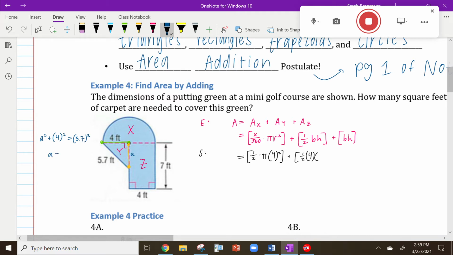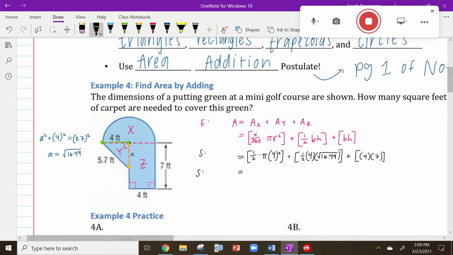You guys should know how to solve that for a, and you should get the square root of 16.49. And I could plug that in to get 4.06, but I'm actually just going to leave it like that for now so that I don't get rounding error. I want to plug in everything at once to my calculator at the end. Finally, for the rectangle, I see that the base, I could use 4 feet, where the height will be 7 feet. Those are perpendicular to each other, so I know I can use this for the base and the height. So I have 4 times 7.